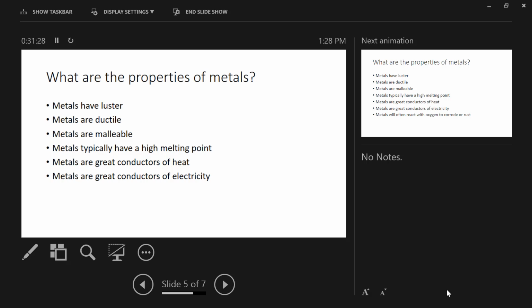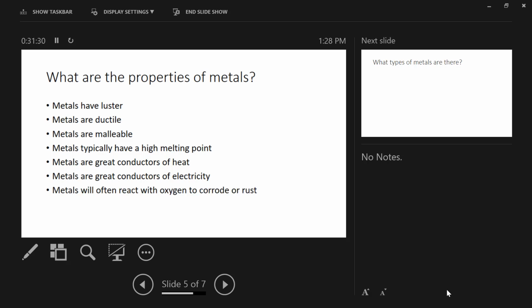Okay. One more characteristic or property of metal. Metals will usually react with oxygen to corrode or rust. Oxygen is terrible for metals. Unless, of course, you want your metal to corrode. You know, copper, when it corrodes, it turns a greenish blue, and it's actually really pretty. So, sometimes you want your metal to corrode.